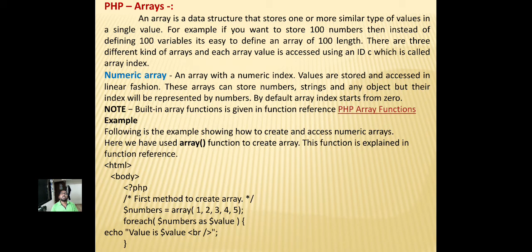There are three different kinds of array, and each array value is accessed using an ID, which is called array index. Numeric array: an array with a numeric index. Values are stored and accessed in linear fashion. The array can store numbers, strings, and any object, but their index will be represented by numbers. By default, array index starts from 0.